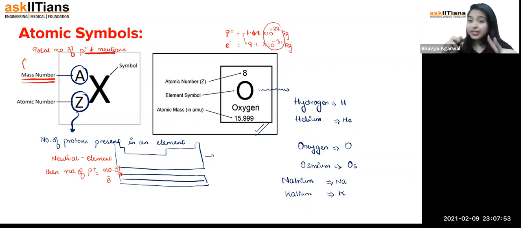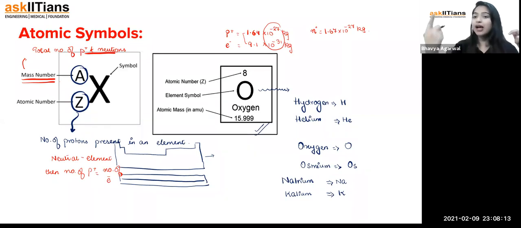But if you see the mass of the neutron, it is 1.67 into 10 to the power of minus 27 kgs, which is in a similar zone to that of the mass of the proton. Since they both are heavier species, they are the ones which contribute to the overall mass of an atom. Therefore, the mass number simply represents the sum total of protons plus neutrons, right?